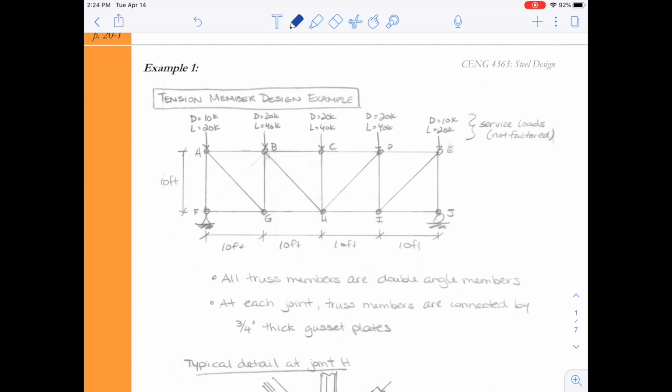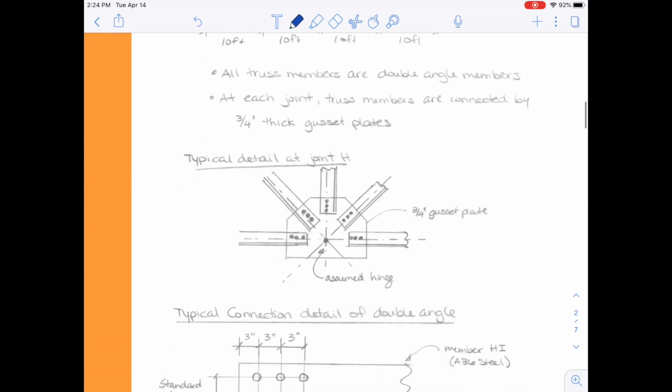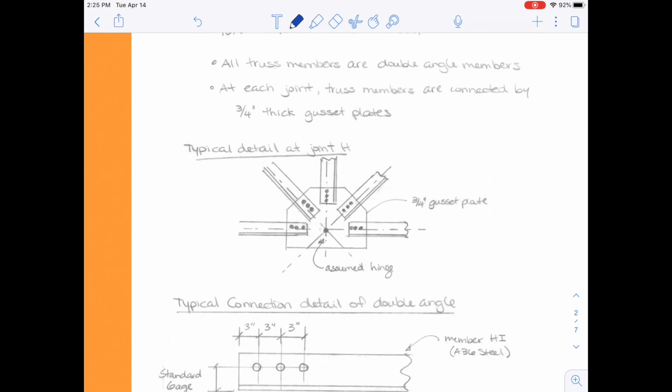All right, so we have to wrap ourselves around this design problem, so we got to take a moment to take a look at what it says. So basically, here we have a truss. And in the truss, all the truss members are going to be double angles. At each joint, the truss members are connected by 3/4 inch thick gusset plates. On the truss, we were given dead and live service loads. We're going to need to factor those to get our LRFD factored load.